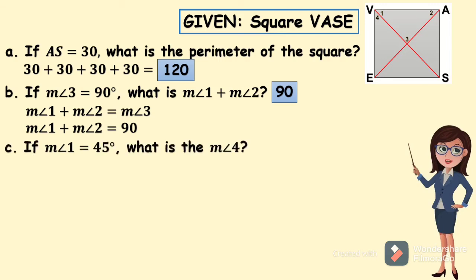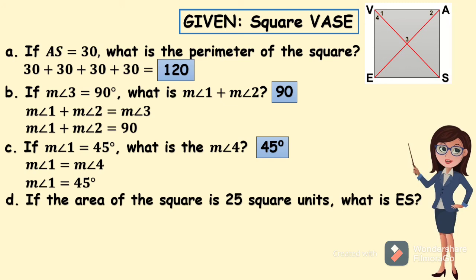If the measure of angle 1 is equal to 45 degrees, what is the measure of angle 4? Since we all know that all angles in a square are 90 degrees, if we cut one angle of the square, 90 divided by 2, it is 45 degrees. So if the measure of angle 1 is 45 degrees, then the measure of angle 4 is also 45 degrees.